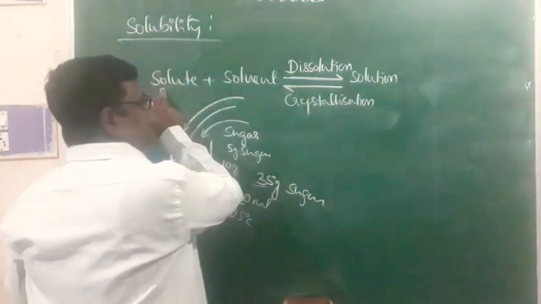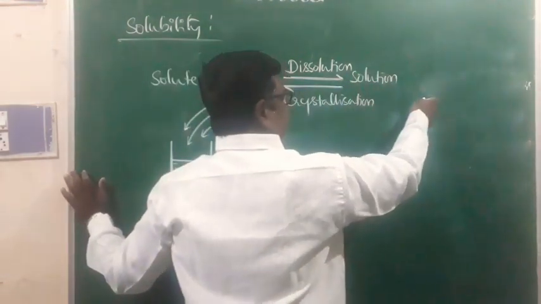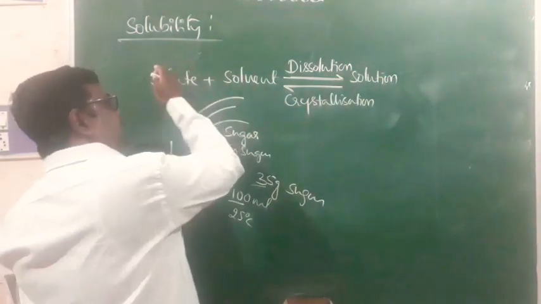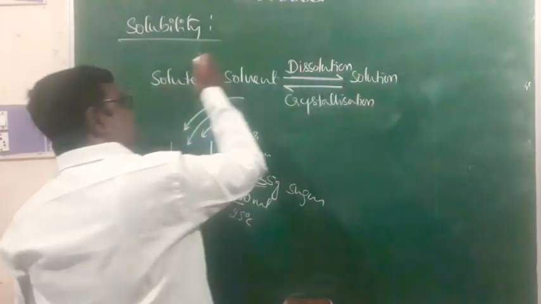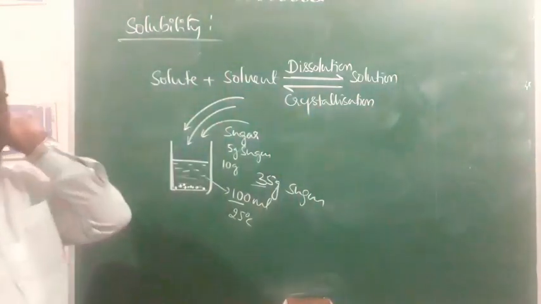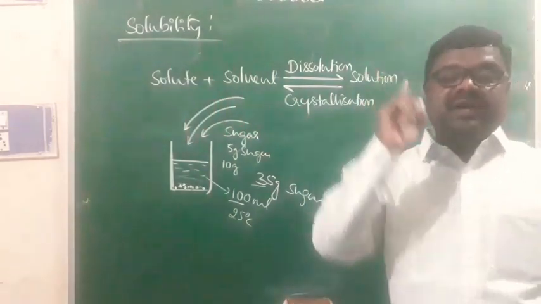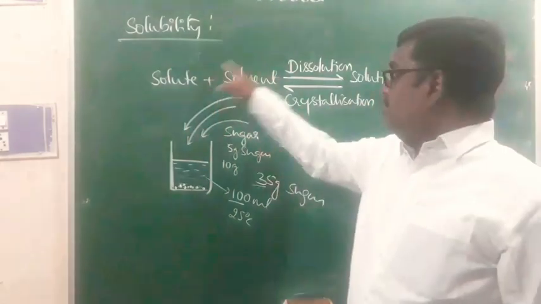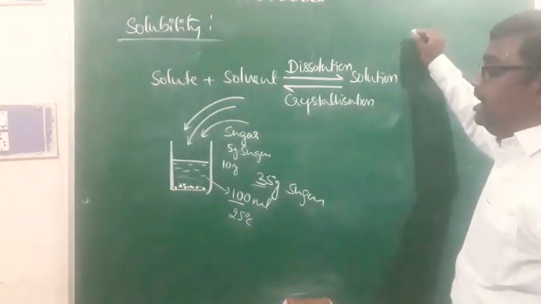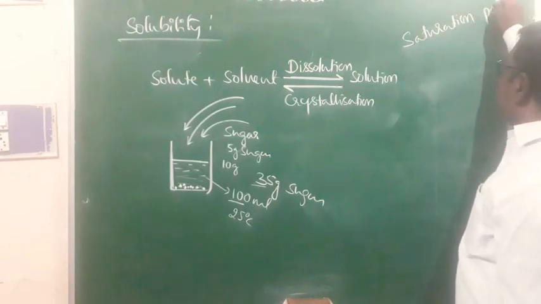In the forward process, solute particles dissolve in solvent and you get a solution. After the saturation point, the process is reversed, which means solute particles will be separated from the solution. That means the backward process starts. As far as the solution is concerned, there is one particular stage wherein the rate of dissolution is equal to the rate of crystallization, and that stage is called the saturation point.